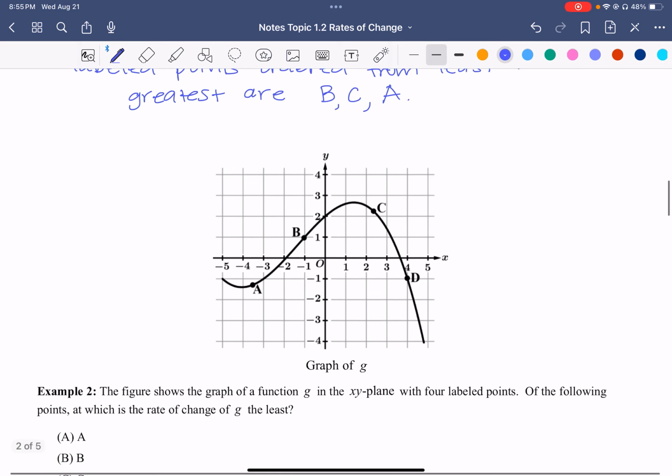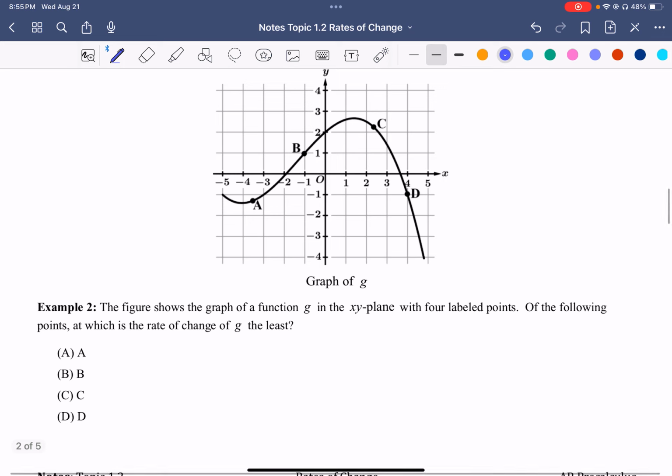Okay, let's try another example. The figure shows the graph of a function g in the xy plane with 4 labeled points. Of the following points, at which is the rate of change of g the least? So I'm going to underline this because that's going to be important when we finish.